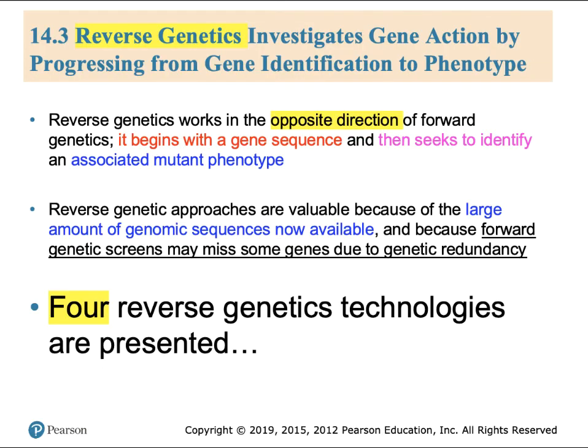Let's move on to part 3. Part 3 is basically reverse genetics. So in forward genetics, we start with a mutation and we want to find out what gene is responsible for that mutation and its alleles.